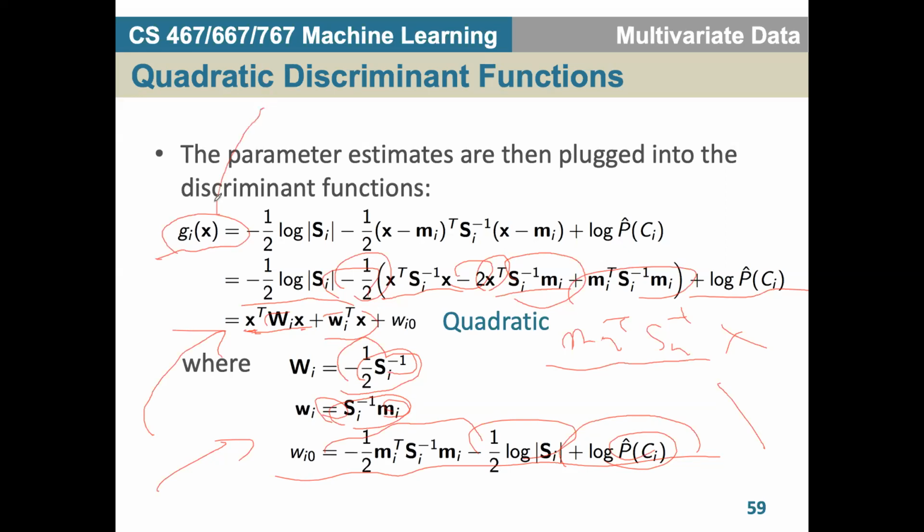When you plug in a new data point, you see which of G1, G2, G3 is highest. If G2 is the highest, then you belong to class 2. So this is what we are talking about, and this is really a quadratic shape. Any questions? If not, we will continue.